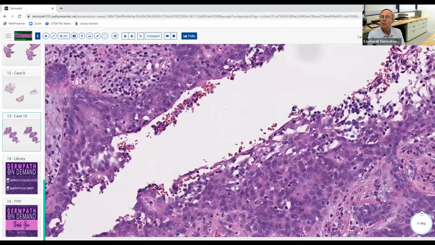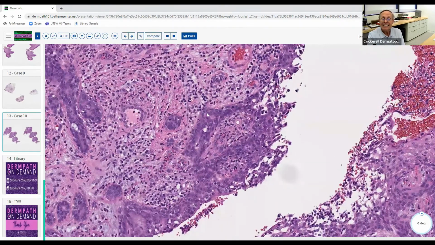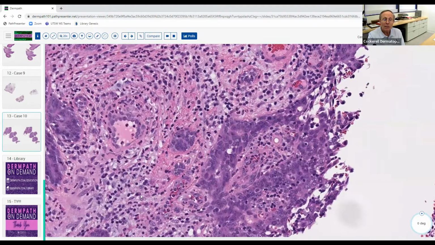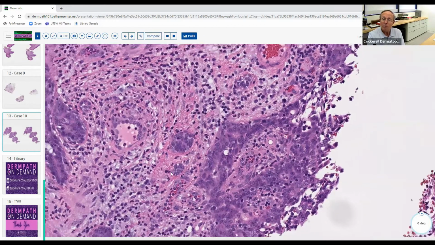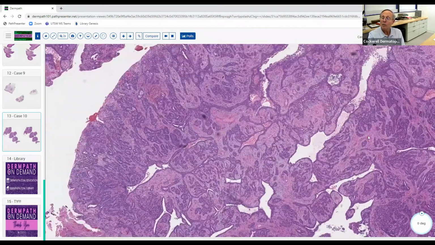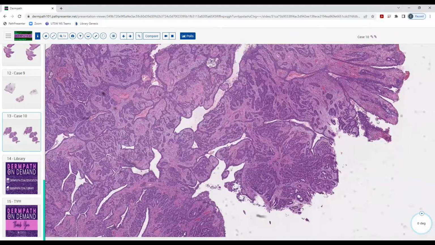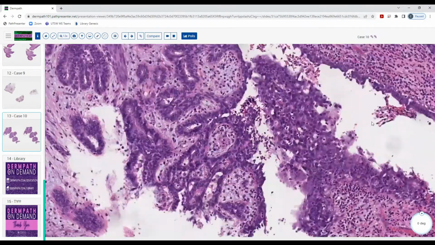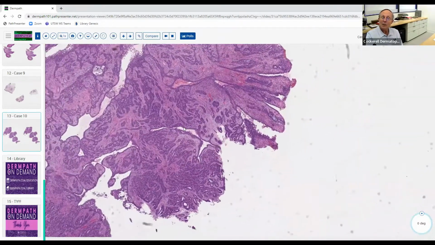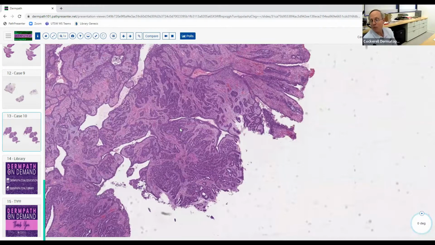Good. And there's some inflammation in here. If you look in these little areas in the stroma, there are plasma cells, a lot of them. So any idea what the diagnosis is? It's papillated, right? Is that syringocystadenoma papilliferum? Well, it's close to that. Yes, this is hidradenoma papilliferum.